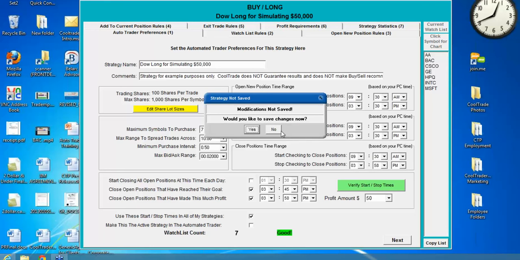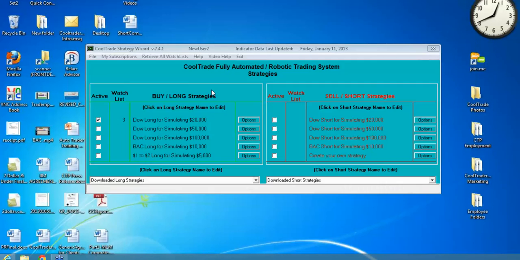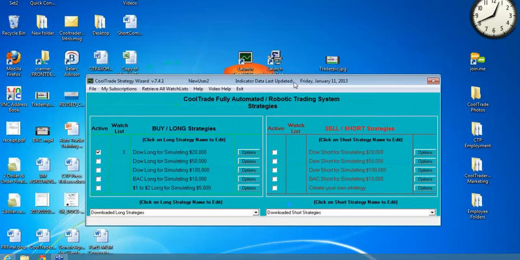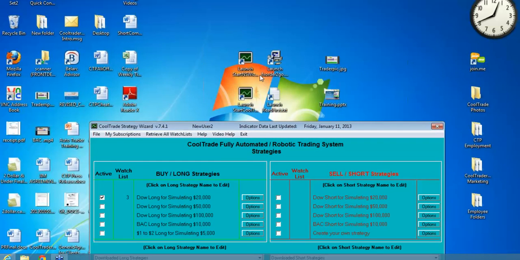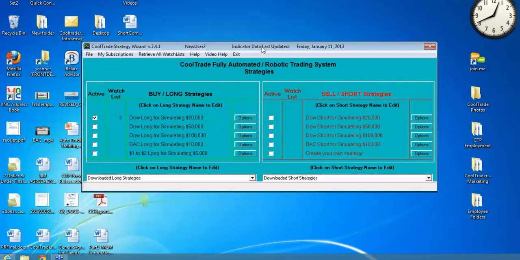I'm going to go ahead and back out of this strategy here, and I'm going to talk to you about this particular box here, which is the gateway to the strategy wizard. When you've downloaded the software, there's two important icons: Launch Start CoolTrade and Launch Start Strategy Wizard. When you launch the Strategy Wizard, this box comes up.